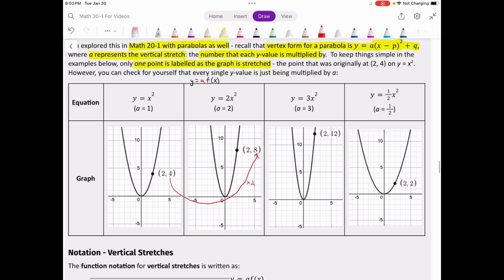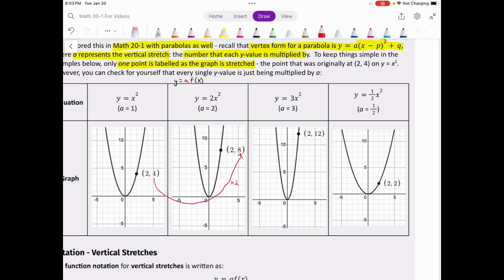Okay, what if we made a 3? So instead of writing y equals x squared, my equation becomes y equals 3x squared. Well, you can probably predict, right? Compared to this graph, where y was just equal to the x value squared, now y is equal to the x value squared, but then times 3. So every y value just got 3 times larger on this graph compared to what it was on this graph, right?